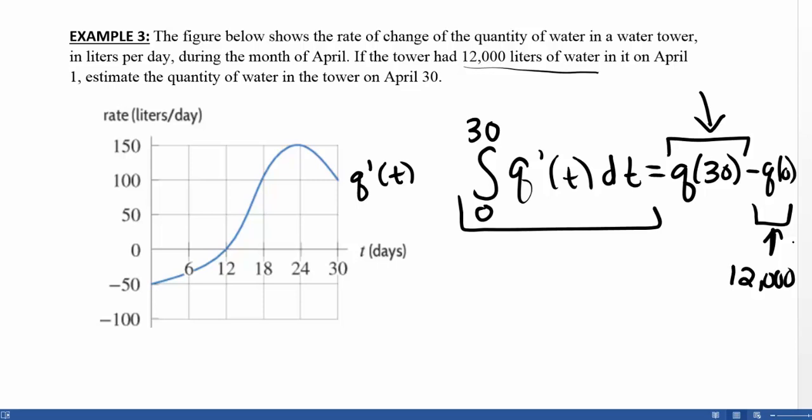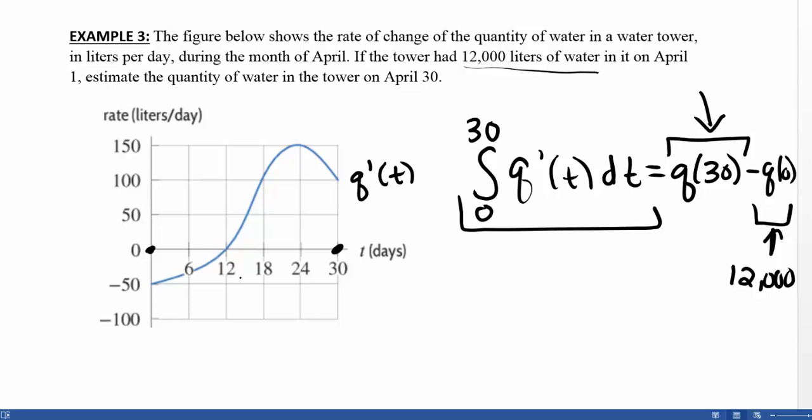Now, the change in liters here, how much the quantity changes, we're going to have to use the graph to estimate. So here, we're interested in the area under the curve from 0 to 30. I want you to remember that any area that's below the x-axis is going to be negative, which means that the quantity was decreasing, and anything above the x-axis is going to be positive. So that would mean that the quantity was increasing.